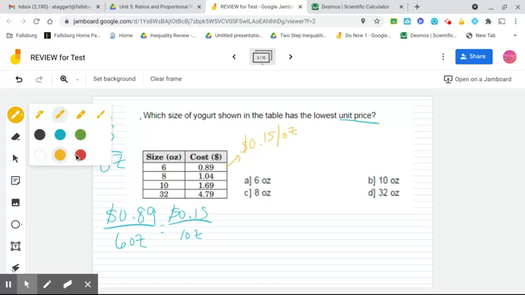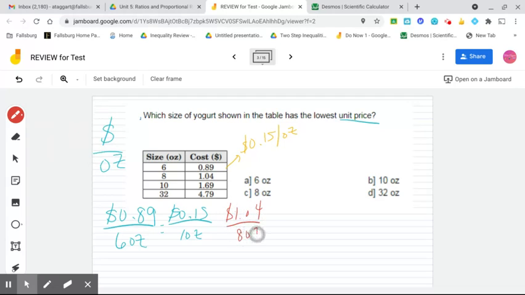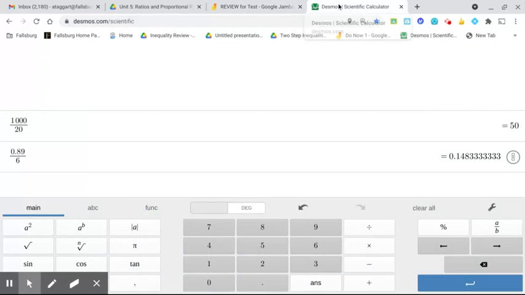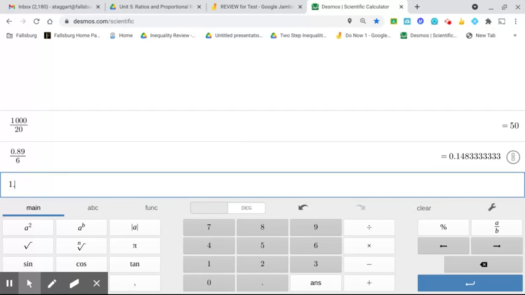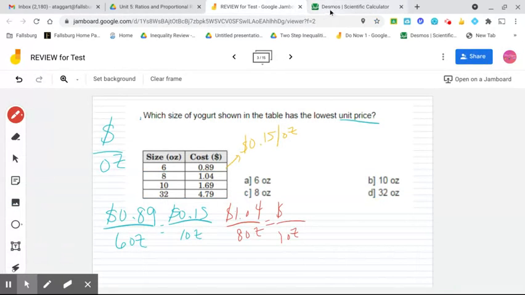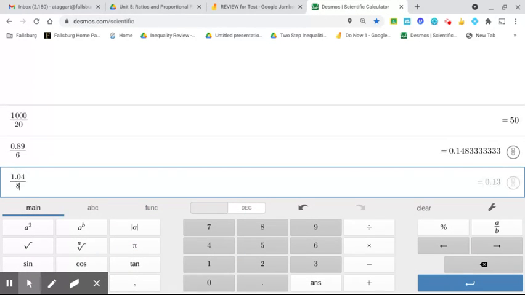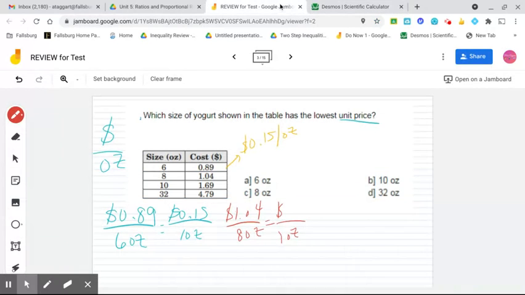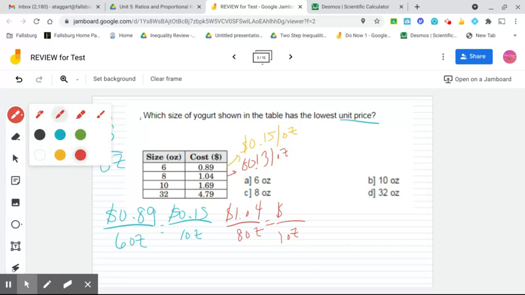Now let's do the next one. We have $1.04 divided by 8 ounces. So how much is 1 ounce? So 104 divided by 8. Oops, it would help if I was typing in there. 104 divided by 8 gives me 13. So the next one, we have 13 cents per ounce. Let's move on to the next one.